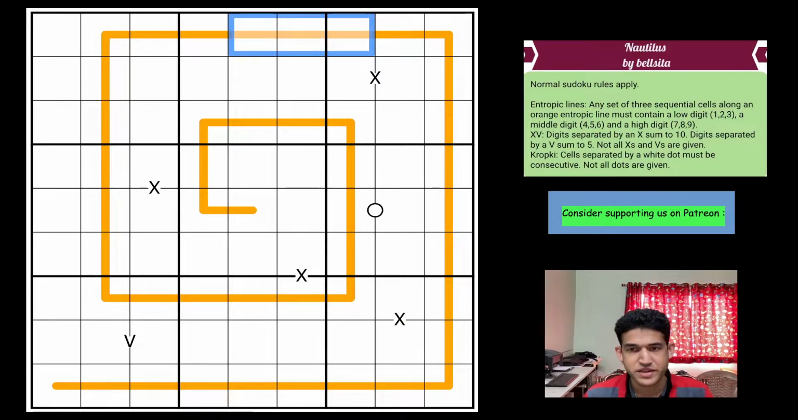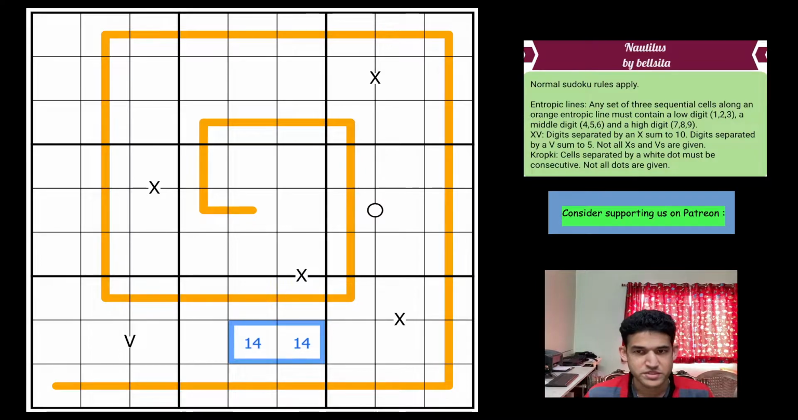And you have XV coming into play. Digits separated by X must sum to 10, and digits separated by V must sum to 5. Not all X's and V's are given. So for example, you could have, let's say, these 2 cells summing up to 10. There is no X between them, but they could sum to 10. And then you could also have something like this. These 2 cells summing up to 5. There is no V between them. Basically, the vice versa part is not applicable here.